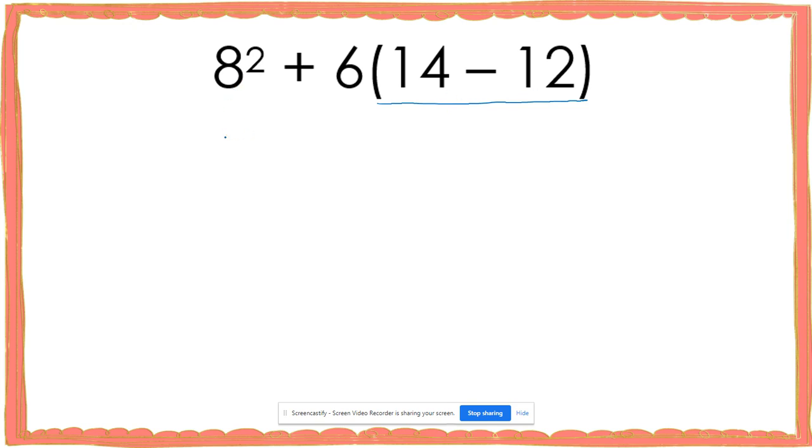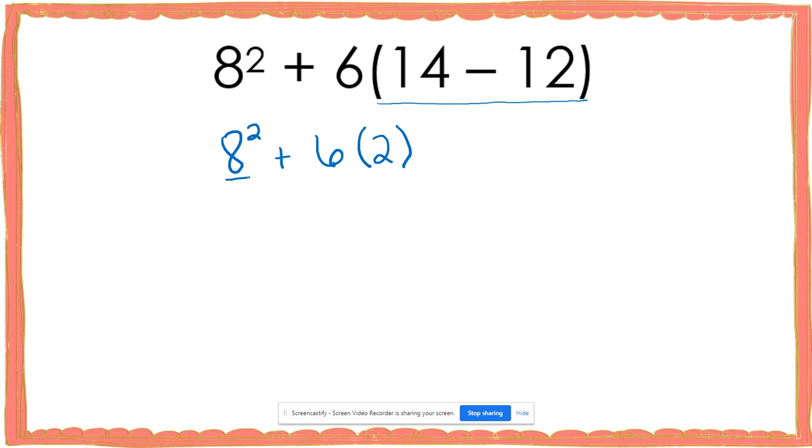So I'm going to rewrite the problem. I have 8 to the second power plus 6, and then times, I simplified what was inside my parentheses to 2. Now I need to go to the next step. So technically I still have a set of parentheses here that I've written. But if you notice inside of my parentheses, there is no operation for me to perform, which means now I can move on to my exponents.